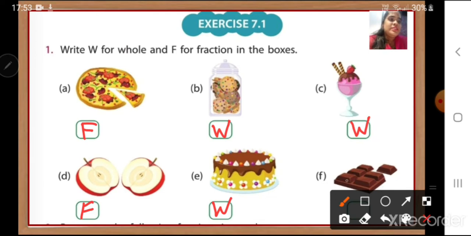The last one is chocolate. Now children, see the chocolate. Only a few cubes are remaining, and one cube is also out. Correct? So it is divided. So F1 will be your fraction. So in the box you write there F. Okay?